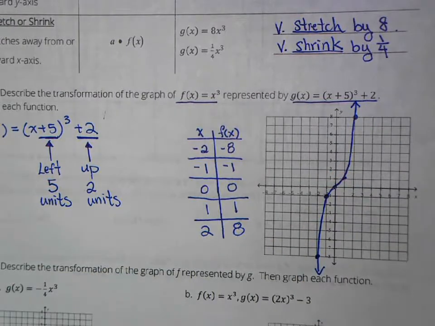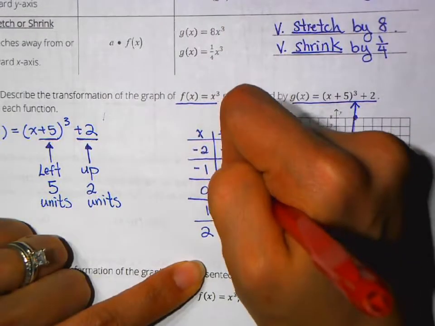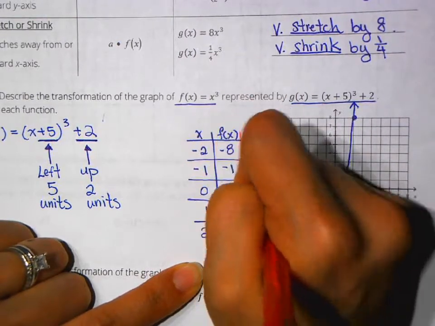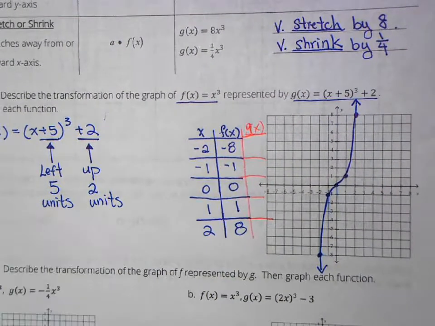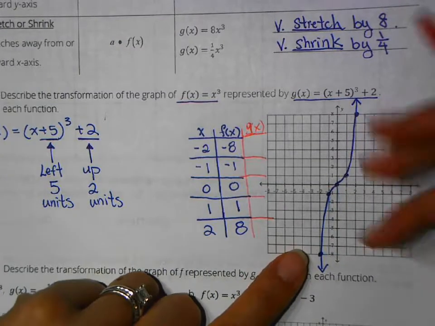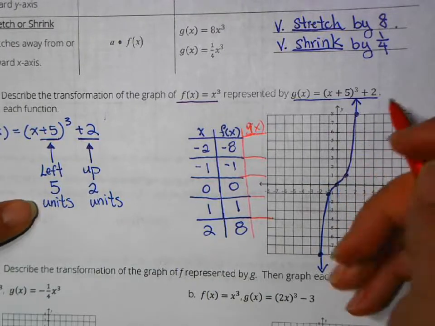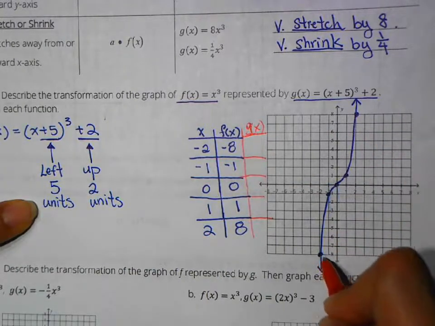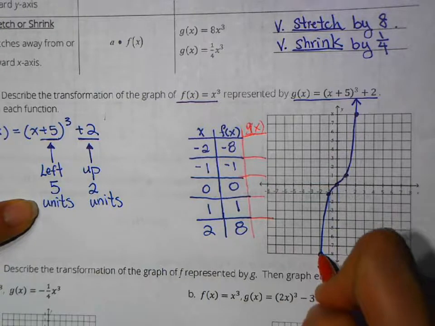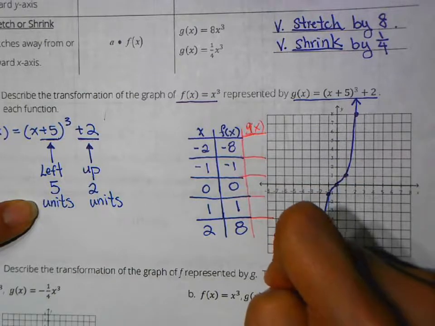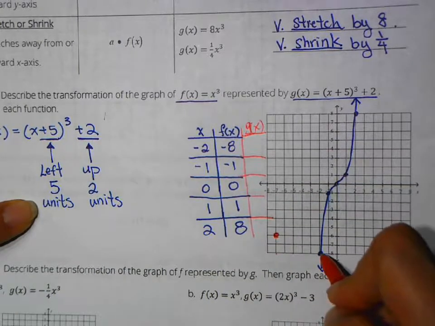Okay, I'm going to take this parent cubic function and I'm going to translate it. So what I could do is another table, call it g of x, using the same x values and plug them in. I can do that. Or I can take the points and go left 5 units and up 2 units for each point. So if I take negative 2, negative 8, this point right here, I'm going to move left 5 units, 1, 2, 3, 4, 5, up 2 units. That's my new point from negative 2, negative 8.